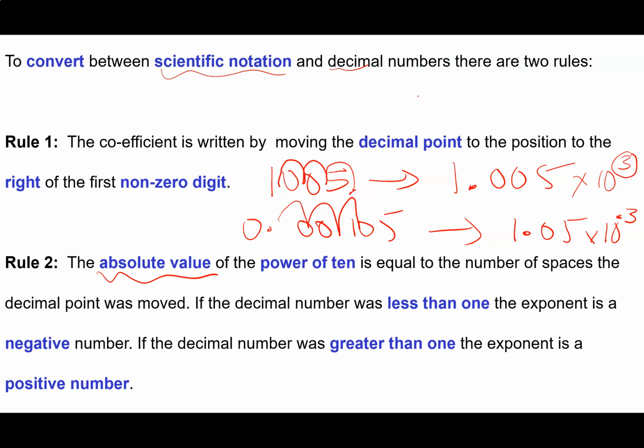So you really have just two bits. You've got to figure out the coefficient, which is super easy, because we know it only has one non-zero to the left of the decimal point. We just have to move our decimal point. And then we've just got to figure out the size of our power of 10 and whether it has a positive or a negative sign. So it's not too hard to move between these two systems of decimal numbers and scientific notation once you get used to it.